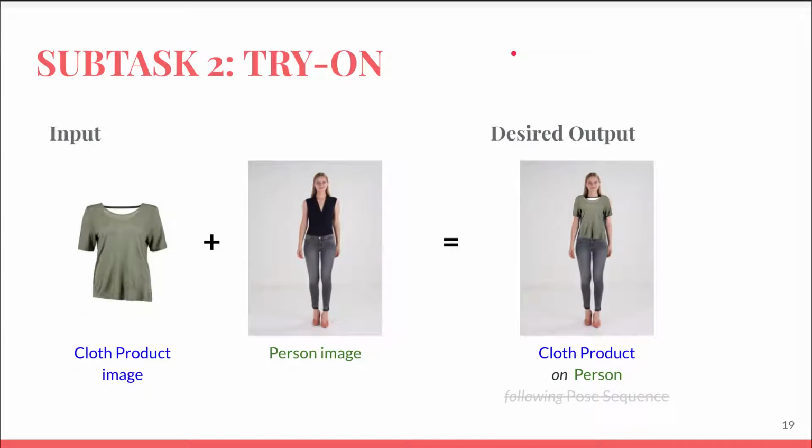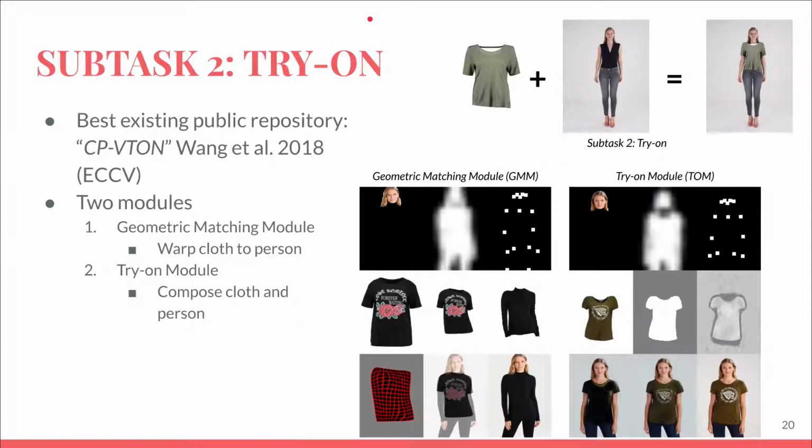All right, now let's continue to talk about how we approached subtask 2, the try-on. Again, the input here is the cloth product image and the person image, and we want to have the cloth product tried on to the person. The best repository we were able to find for image try-on is the CP-VTON repository by Wang et al., 2018, published in ECCV.